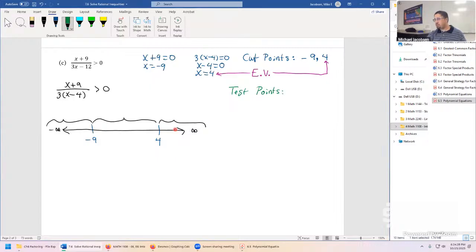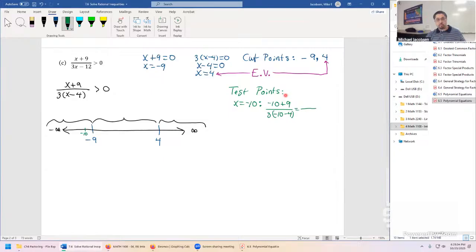So again, kind of write these small so we don't get distracted that -9 is the main part of the solution. And this is just an extraneous value for a short test. I think -10 is a good one to use in this region. So take x equals -10. We take that, plug it into the inequality up here, just the left-hand side, the rational expression. We have negative 10 plus 9 divided by 3 times negative 10 minus 4.